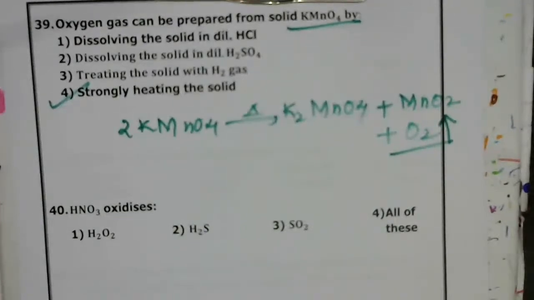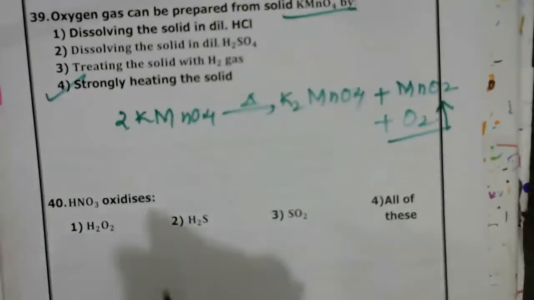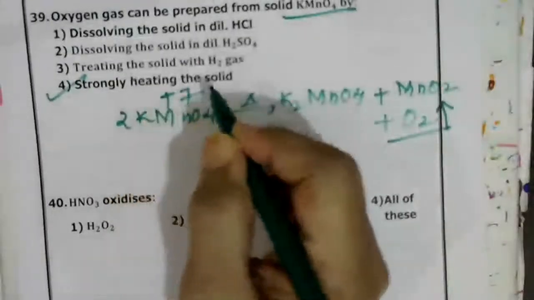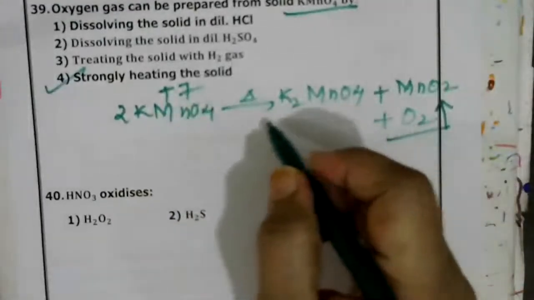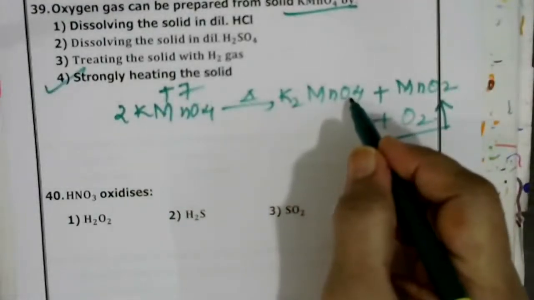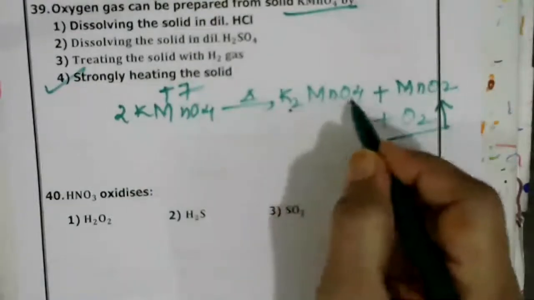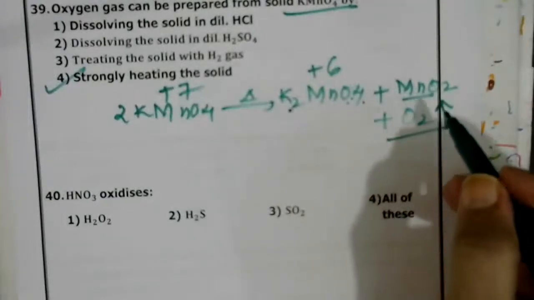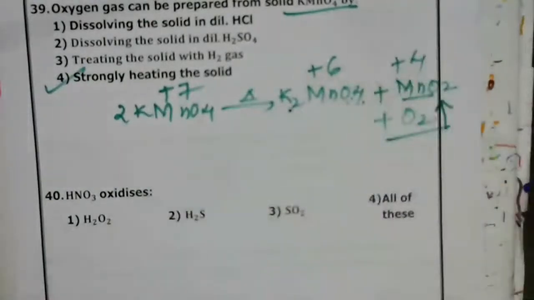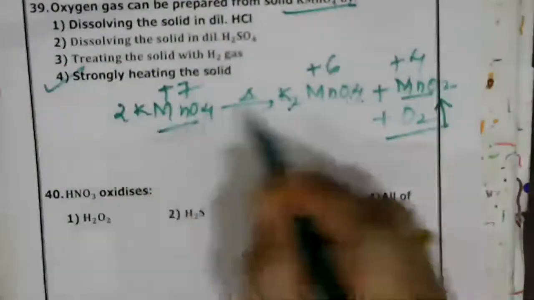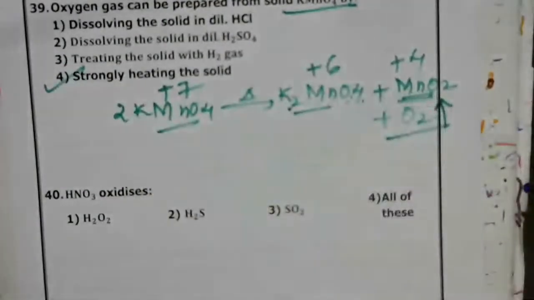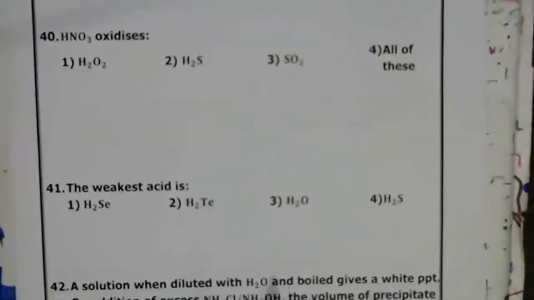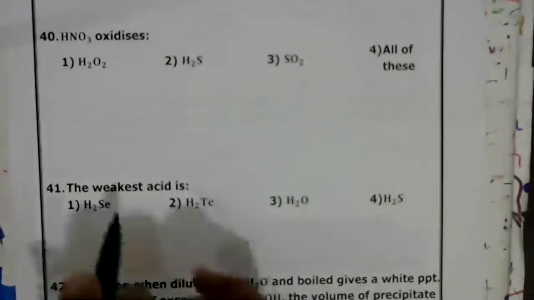What are you asking? Is it a disproportionation? Okay, we'll calculate. This will be plus 7. Response is good, really. Children need to answer: 6 plus 2 minus 8 will be how much? Plus 6. Correct? And this manganese is how much? Plus 4. One manganese is showing 3 oxidation states. When they show more than 2, we can call it disproportionation. Yes, correct answer.